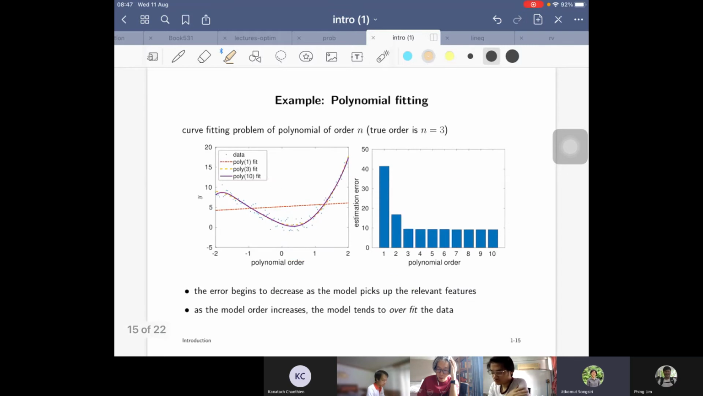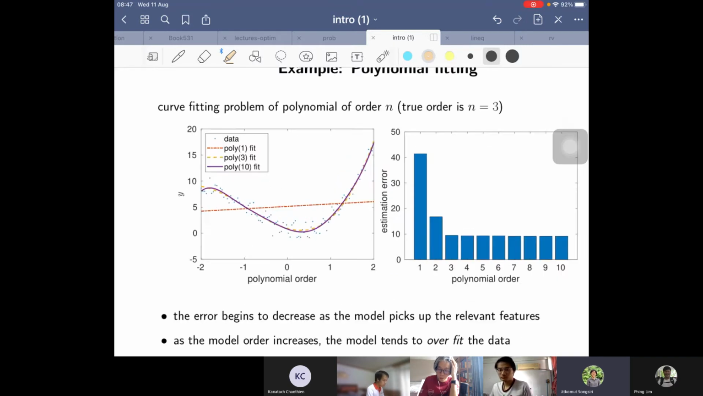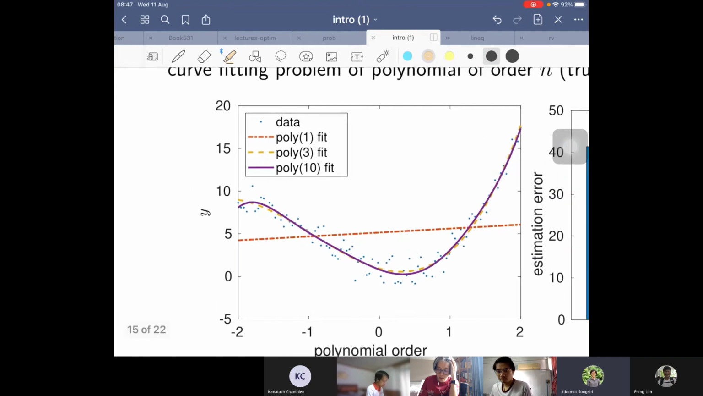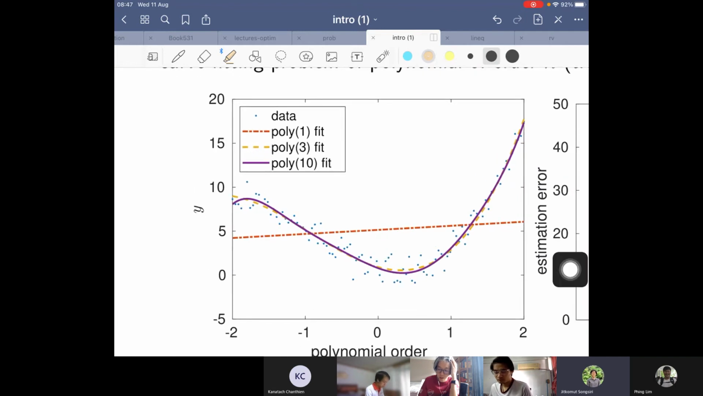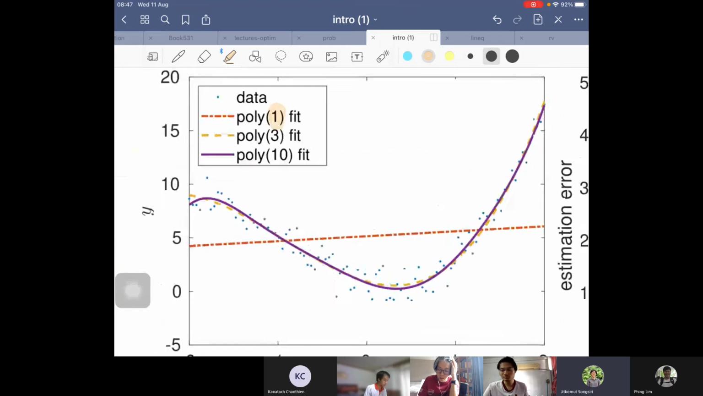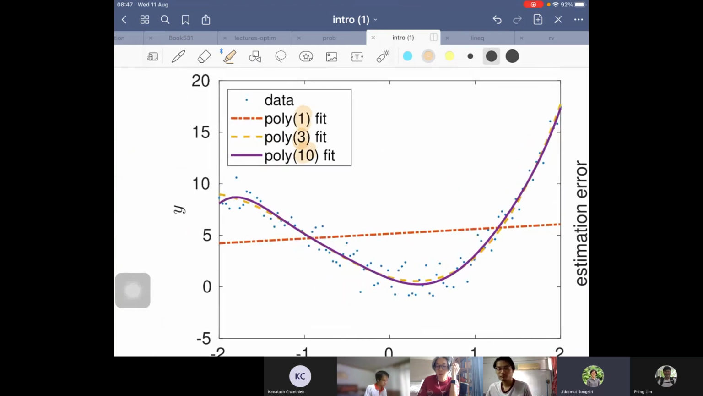Here's some example. We have a polynomial fitting. You have data points in the blue dots, and you just want to do the curve fitting by using a polynomial function. You vary the order from 1 to 10, and here we have some fitting example. Model of the first order would be a straight line, right? Third order, that's a cubic polynomial, and the 10th order.